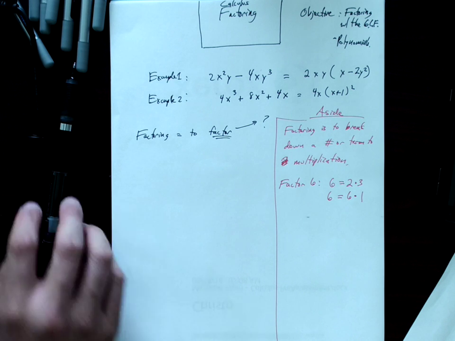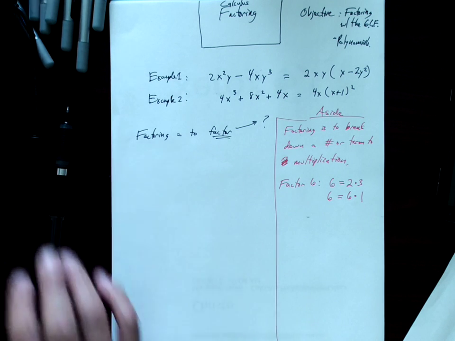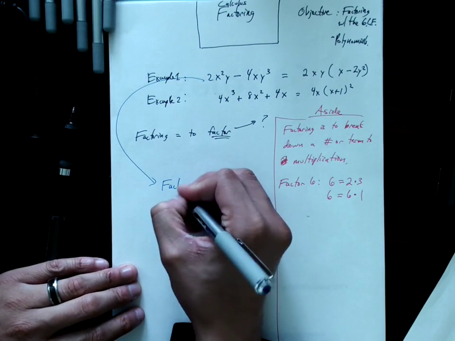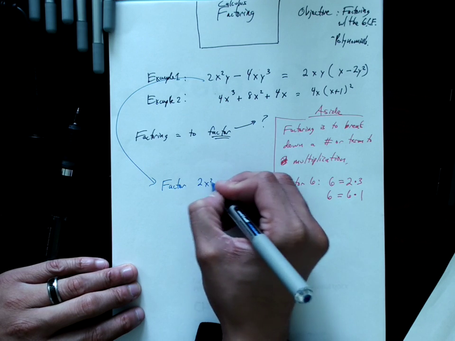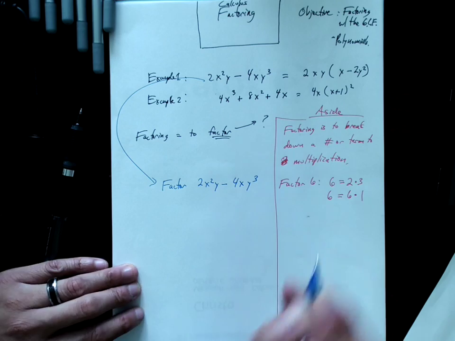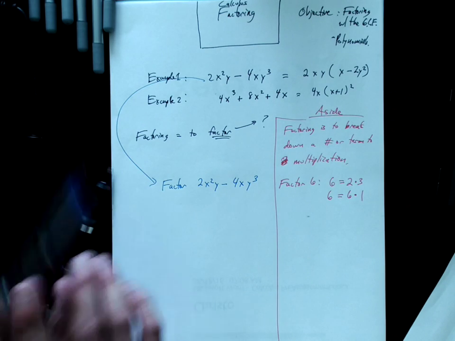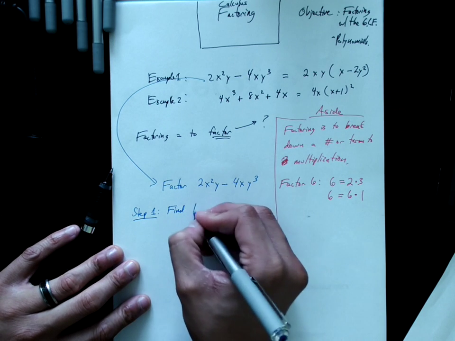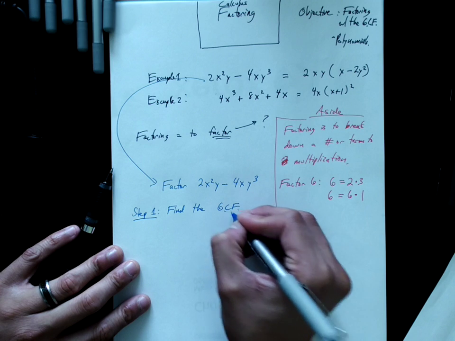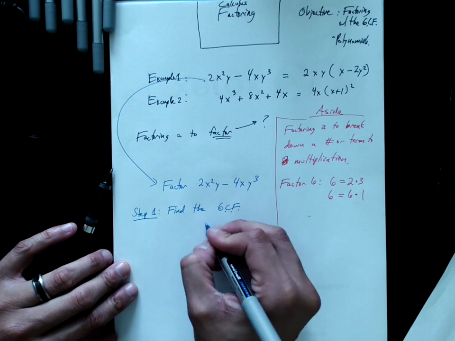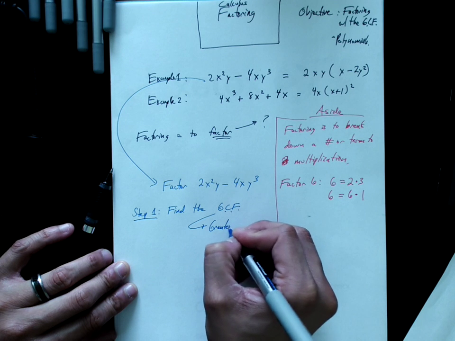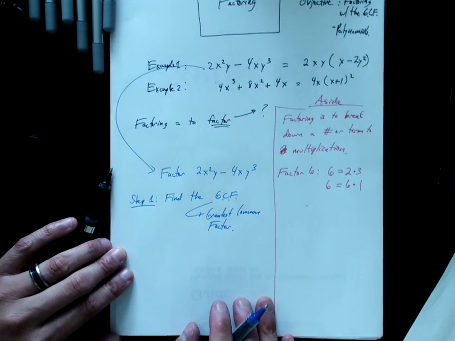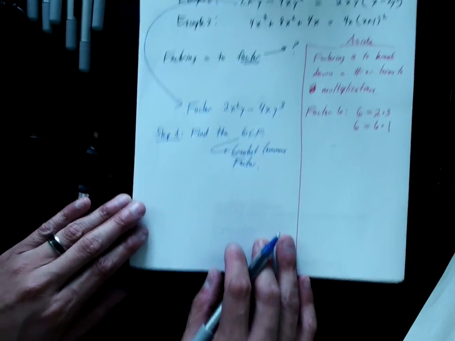Perhaps it's a little bit more complicated with polynomials. So how do we do this? When we're factoring polynomials, we have to find the GCF. We want to factor this polynomial here. How do we do this in general? Let's do this in steps. Step 1: first, find the GCF. What does the GCF stand for? The GCF stands for the greatest common factor. So how do we find this greatest common factor?